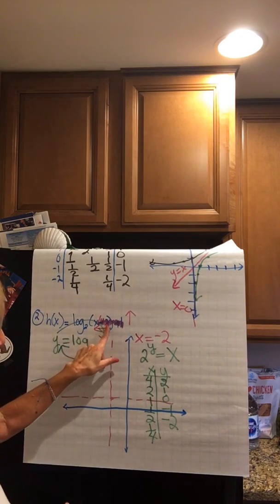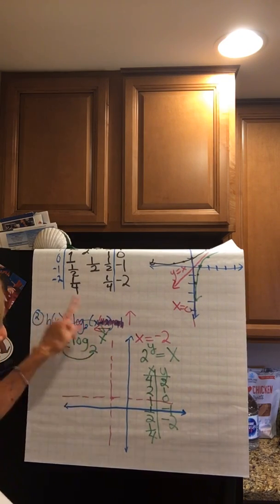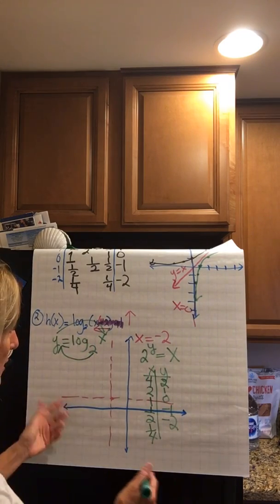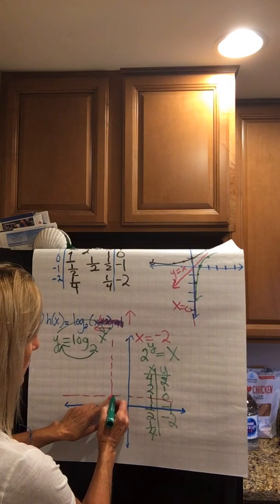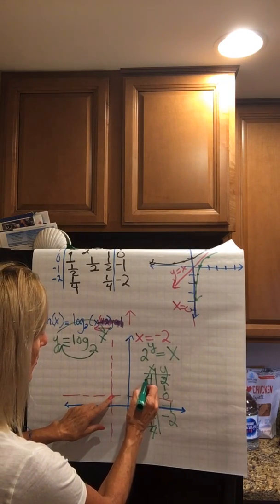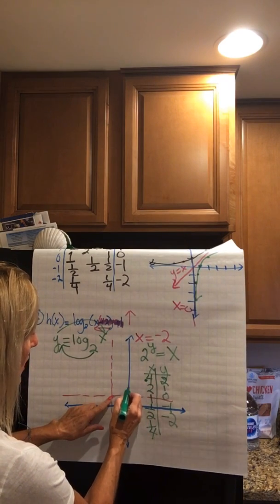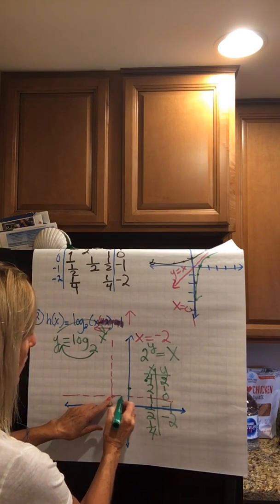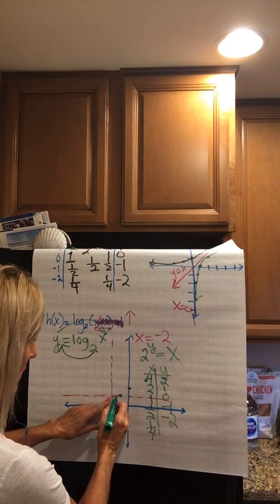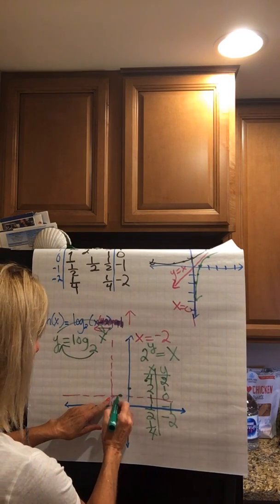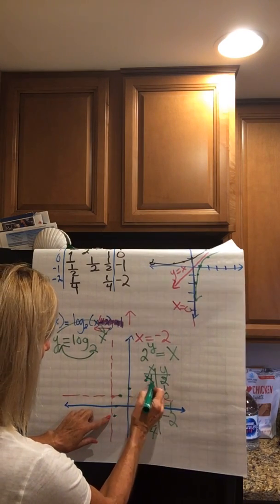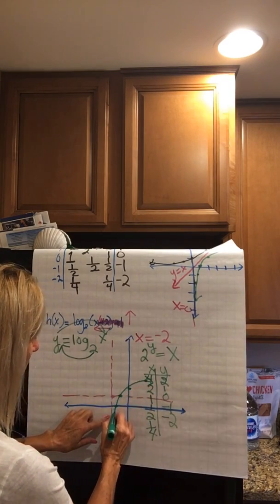So I made my shift. I went around the world so I could find my parent graph points. And then you would graph. So same thing. So I'd go 4, 2, then 2, 1. Then 1, 0. Then 1/2, -1. 1/4, -2. I can't read my own writing. And there's my log graph.